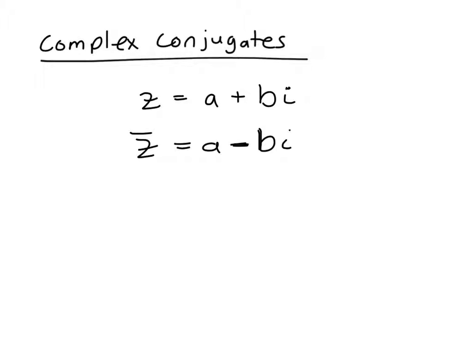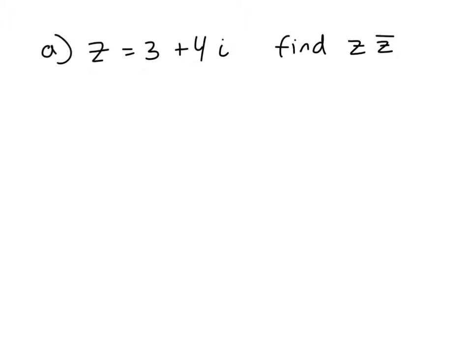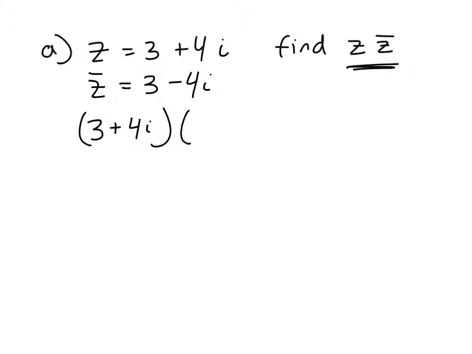Okay, let's go ahead and do an example where we need to find a conjugate. So here I've been given what z is. z is 3 plus 4i, and I want to find z times z bar. So the conjugate, z bar, is 3 minus 4i. Now I just need to multiply these together. So I'll have 3 plus 4i times 3 minus 4i.